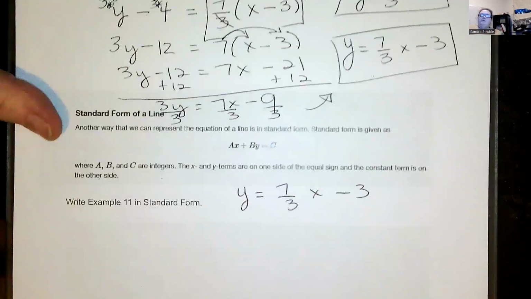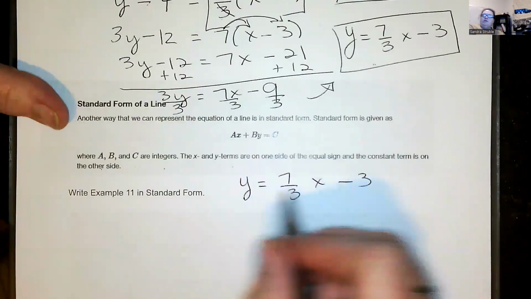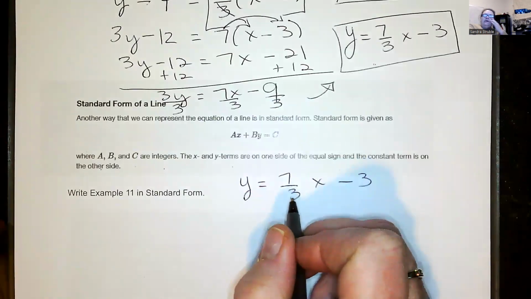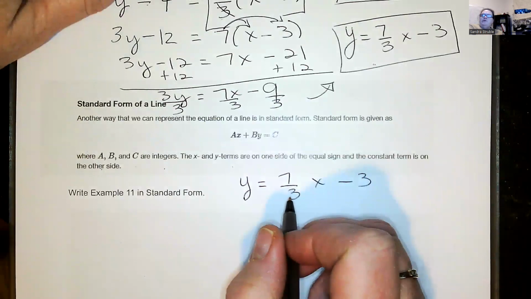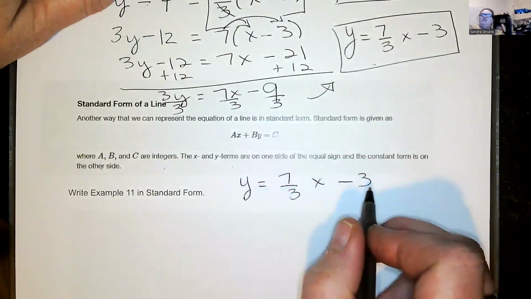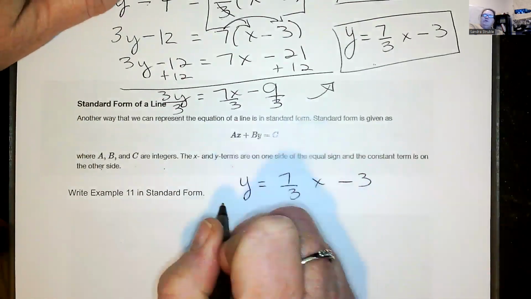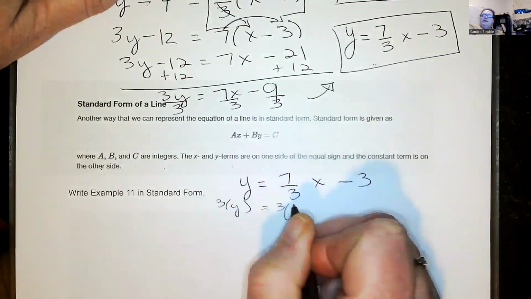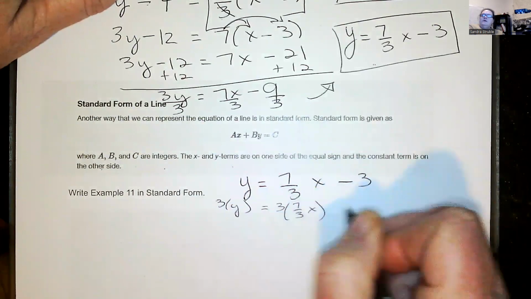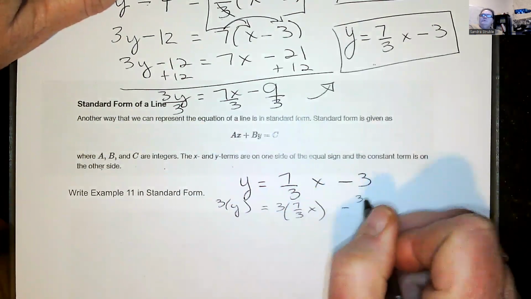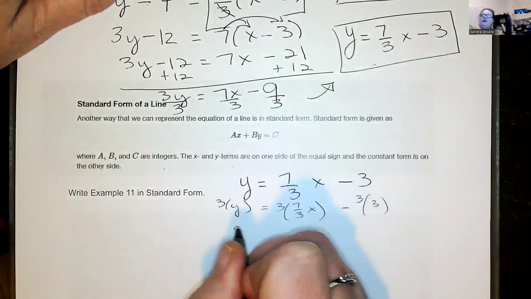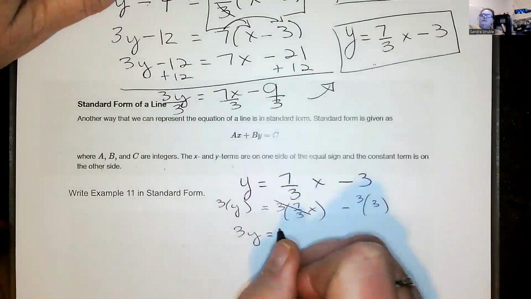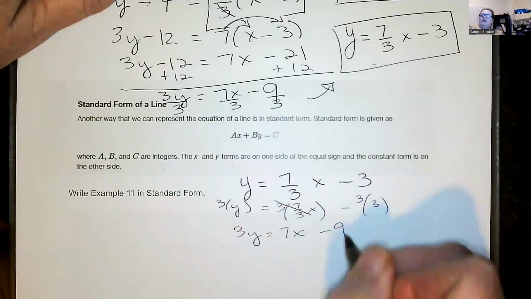Okay, so we're gonna take the previous question and rephrase it in standard form. I'm going to do the same thing with the 3 that we did earlier, multiplying it to each term just to get rid of it. So I'm going to go 3 times y equals 3 times 7/3 x minus 3 times 3. All right, so I get 3y is equal to, well, these cross out, we get 7x minus 9.